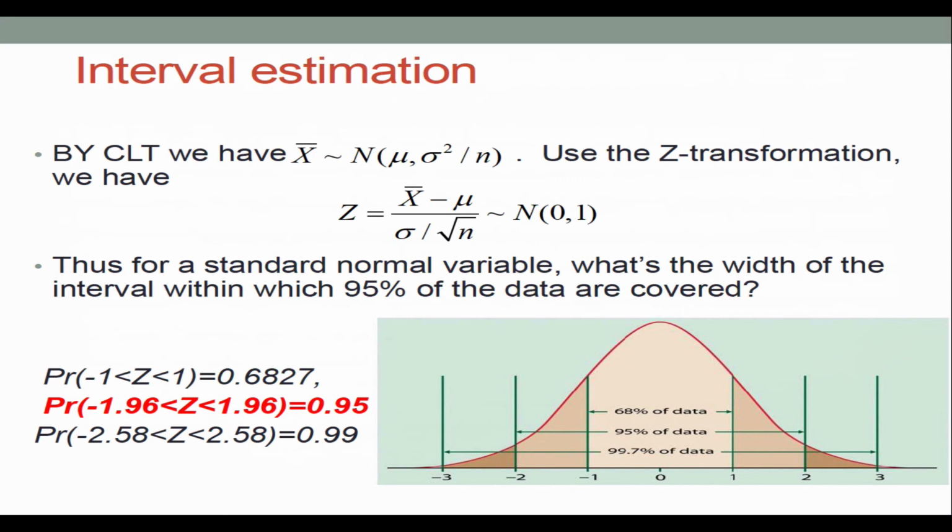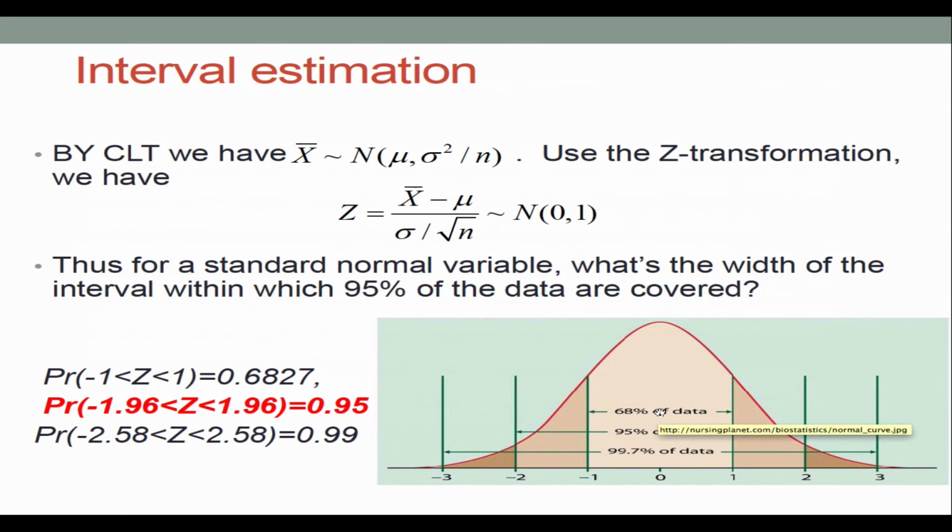Here we just use this normal distribution for this sampling mean. Just now I showed you that by the central limit theorem, the sample mean X bar is normally distributed. Using the Z standardized transformation, we have the Z statistic: minus the population mean and divided by its standard deviation, or standard error. So we know this is a standard normal distribution. For the standard normal distribution, recall this picture.